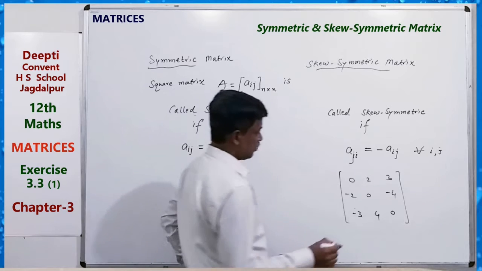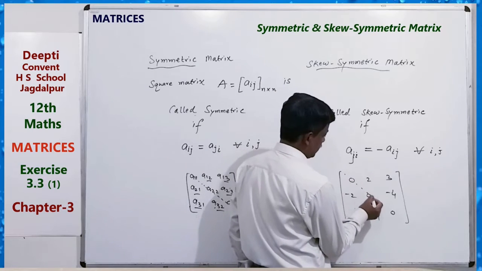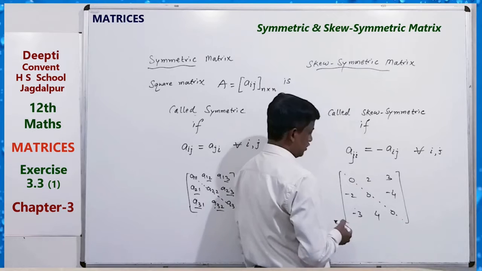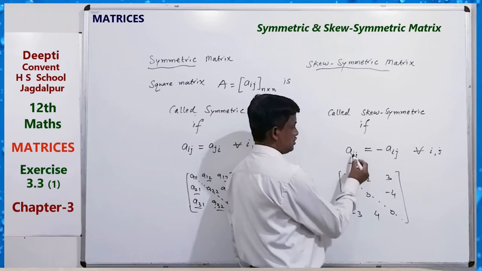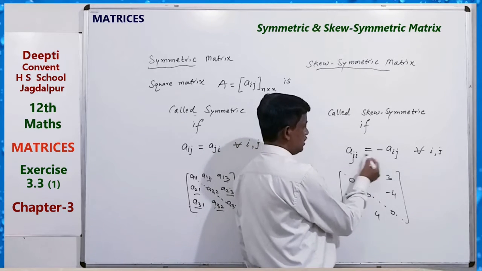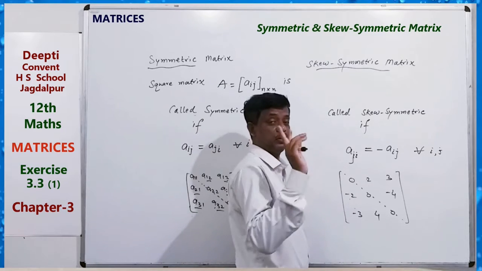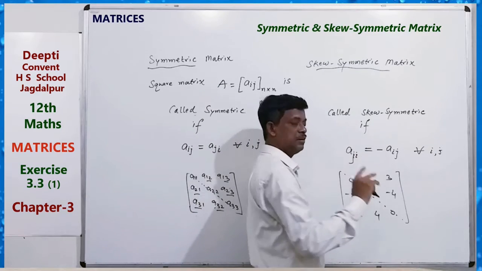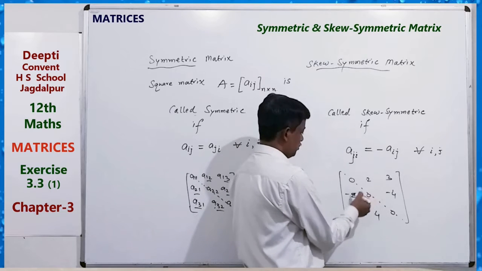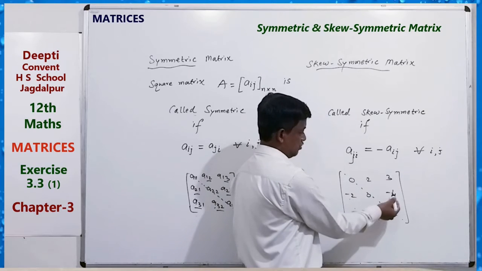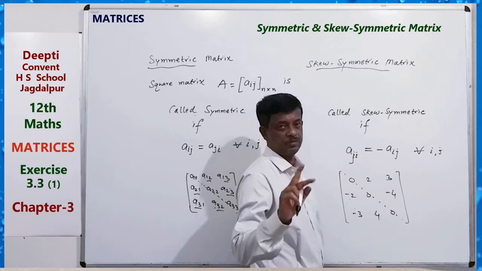Here, this is the diagonal. This is 2 and this is minus 2. The elements Aij and Aji have different signs but equal magnitude. So 2 and minus 2, 3 and minus 3, minus 4 and 4 are of different sign.